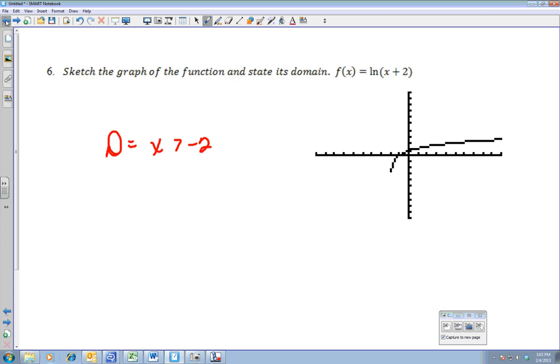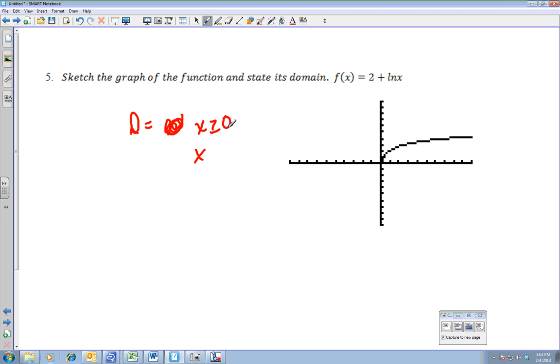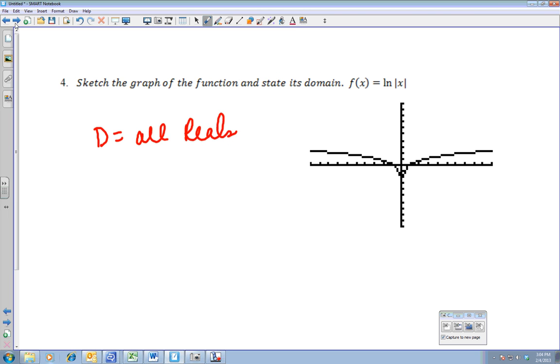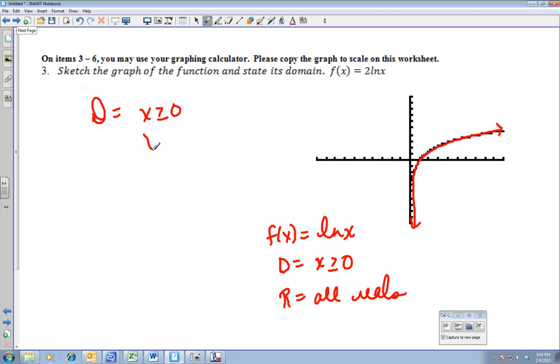And I need to go back and correct something. I had x is greater than or equal to 0. It cannot equal 0. It's just x is greater than 0. So that needs to be corrected on 5, and 4, we'll talk about that here in a minute. But this one also, x is greater than 0. It cannot equal 0.